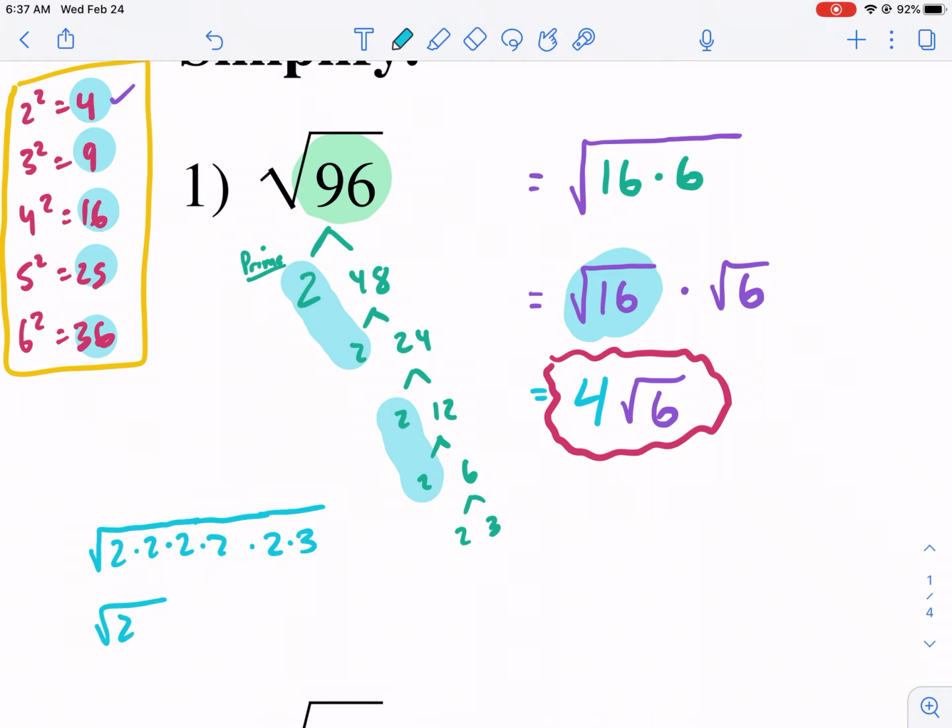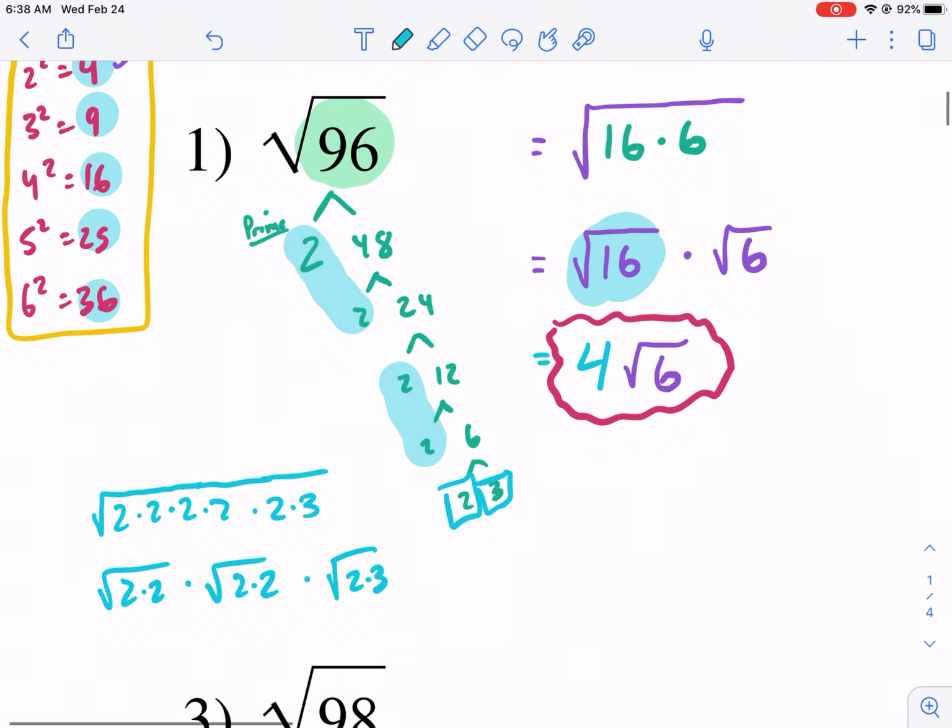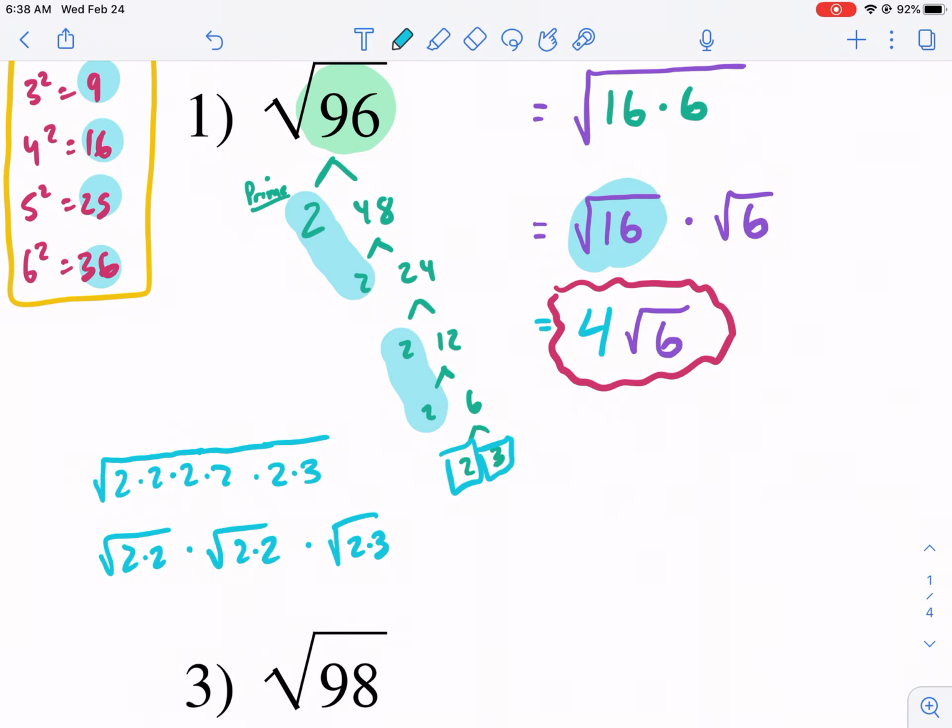Now, I'm going to group it like I have in the factorization. Notice how I keep these guys separate, 2 times 3, because they don't have a pair. They don't have a partner. Now, square root of 2 times 2 is 4. Square root of 2 times 2 is 4. Or excuse me, square root of 4. And then we have square root of 2 times 3 is 6.